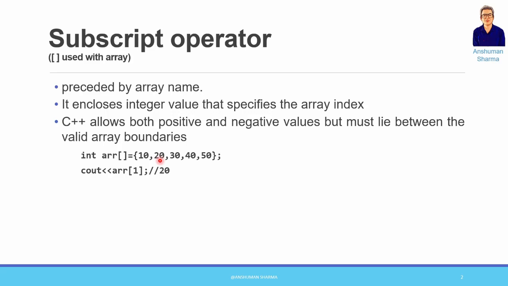C++ allows both positive and negative indices, but you must specify a range of valid values, that is, valid boundaries. Here we cannot write -1 because the index starts from 0. But if you have explicitly defined a range starting from, say, -10, then you can use it. So let's see a program showing how it is used.